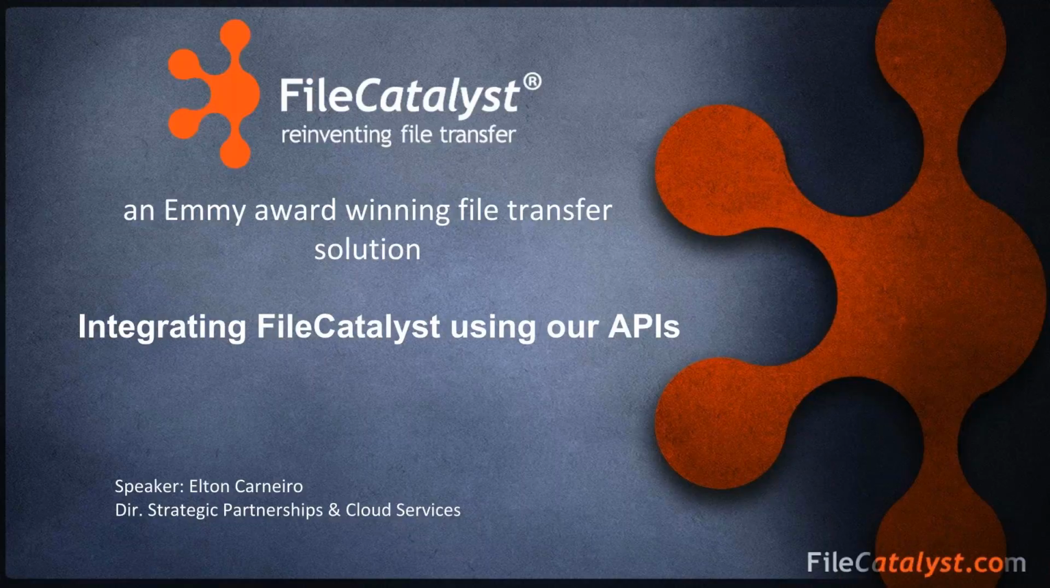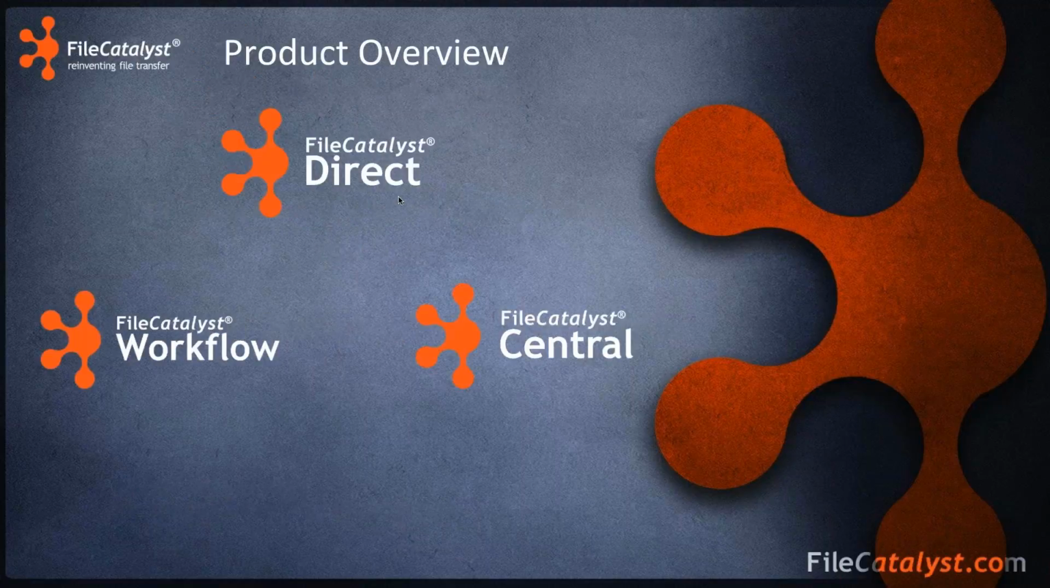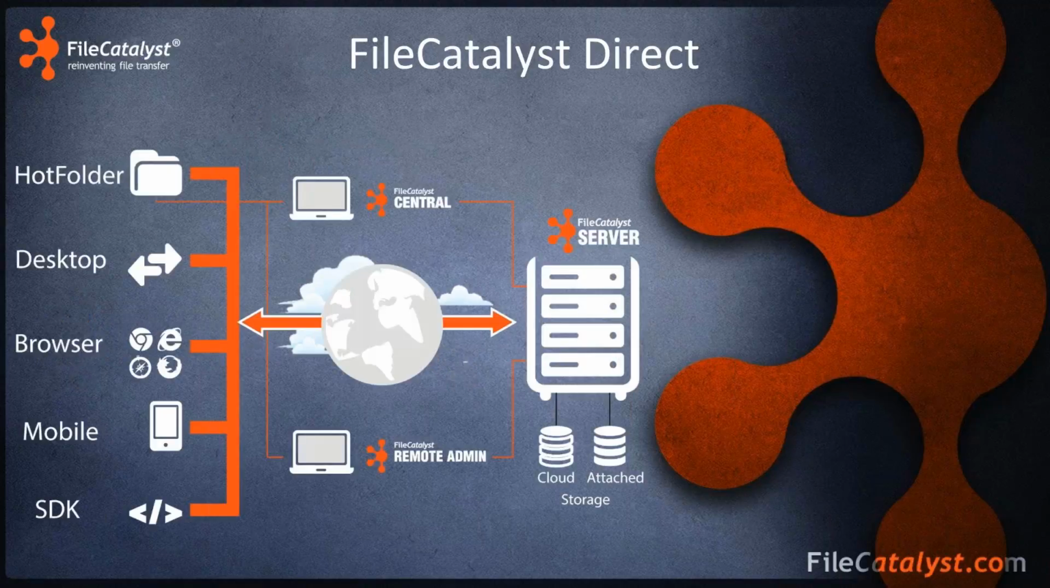Before we jump into the APIs and a demo of some of these APIs, we'll cover a bit about the products we offer. As you are probably all aware, we have 3 different products: FileCatalyst Direct, Workflow, and Central. I'll just go over the products in brief, just to provide context to some of the APIs we'll be looking at shortly. Our main flagship product is our FileCatalyst Direct product.